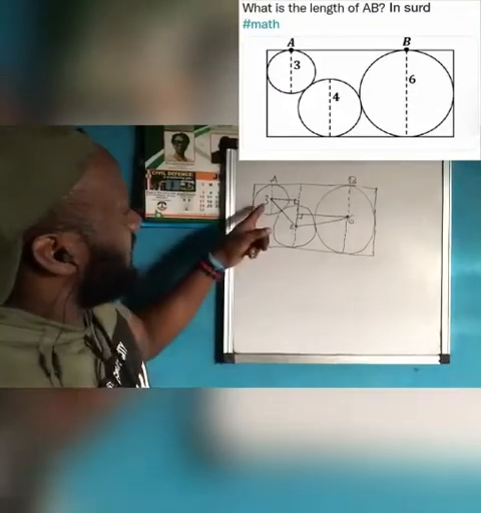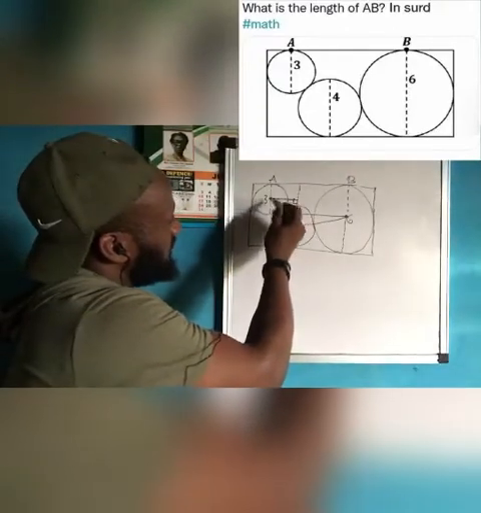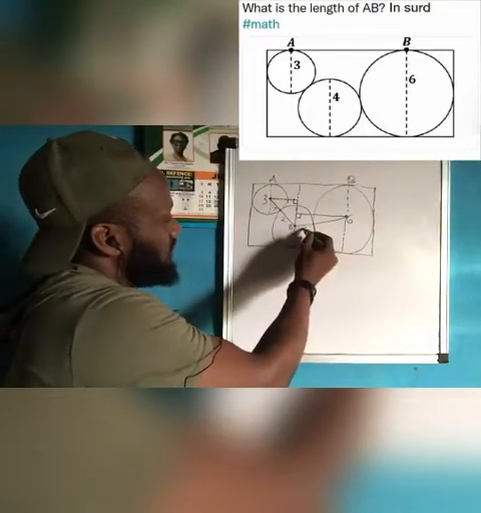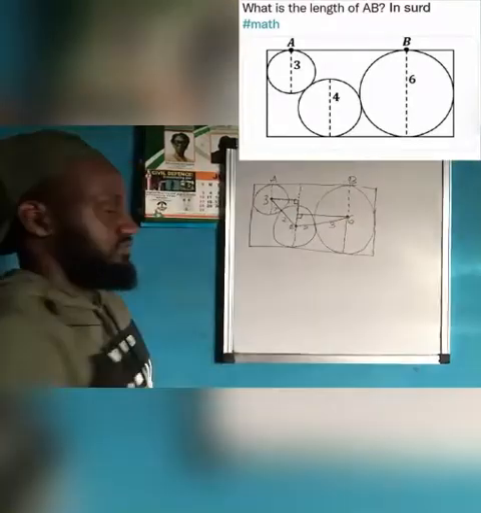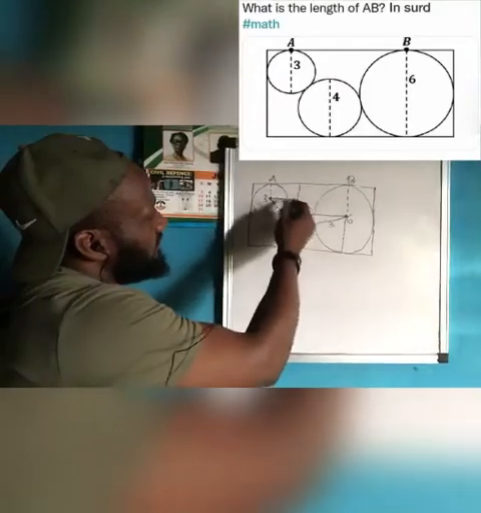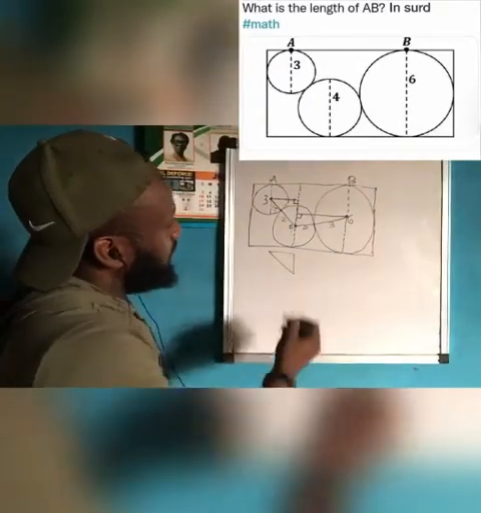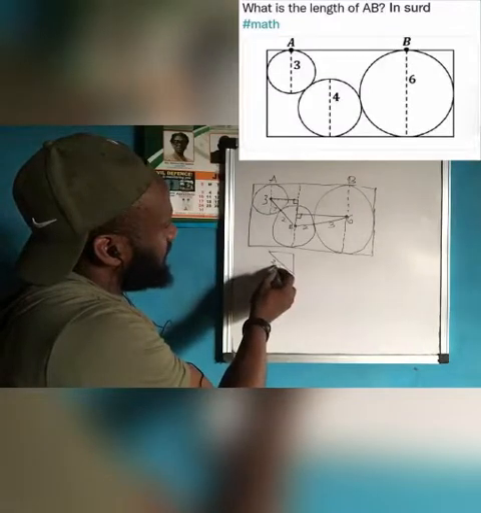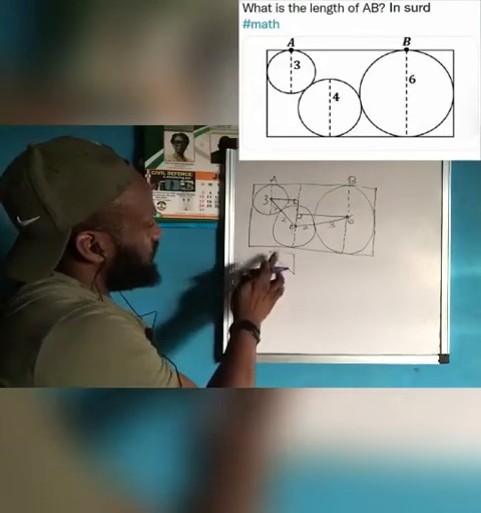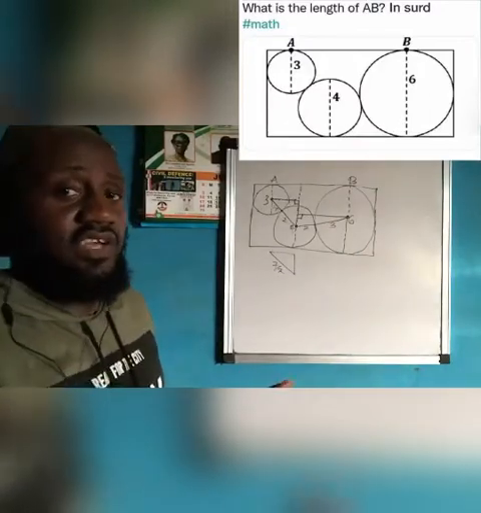And we know that since their diameters are 3, 4, 6, then the radius will be, this one will be 1.5, this one will be 2, this one is still 2, and this one will be 3, half of the diameters. So automatically we have a right angle triangle with a hypotenuse of 3.5. So let's make that 7/2, because 3.5 is 7/2.